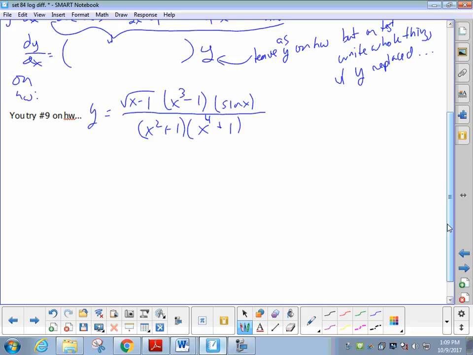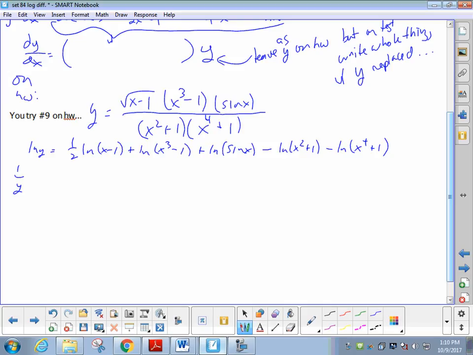You just do write small. Every term in the denominator should have a negative in front of it. Every term in the numerator should have a positive in front of it. It would be better to show the 1 over y dy dx, or just go straight to dy dx and move the y over right away?